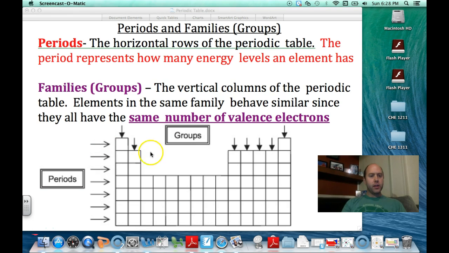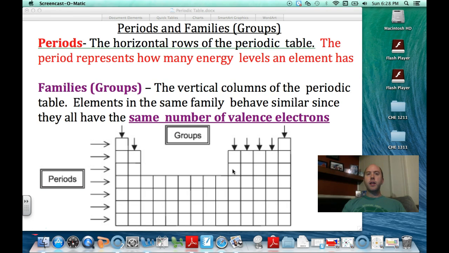So if I look here at this little blank model of the periodic table, if I'm in period 1, there's only one energy level. If I'm in period 2, I'd have two energy levels. If I'm in period 5, I would have 5 energy levels. Let's take an element at random. Let's say I want to look at aluminum, which would be right here, and I'll pull up a model of aluminum in a second.